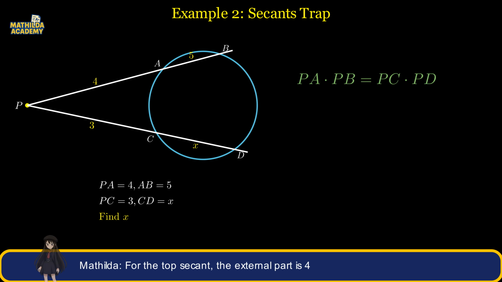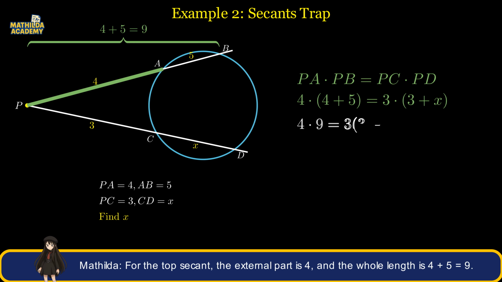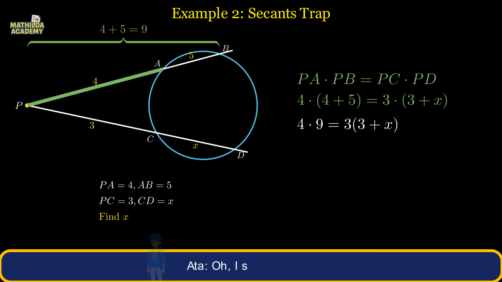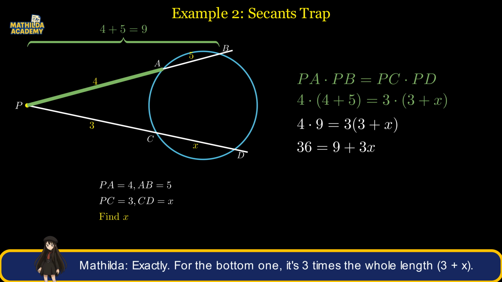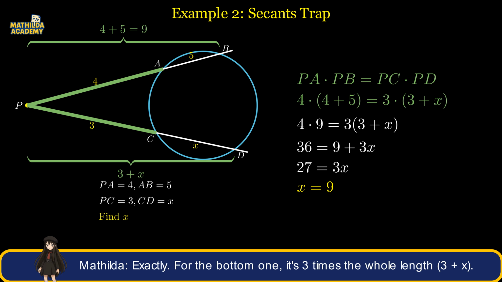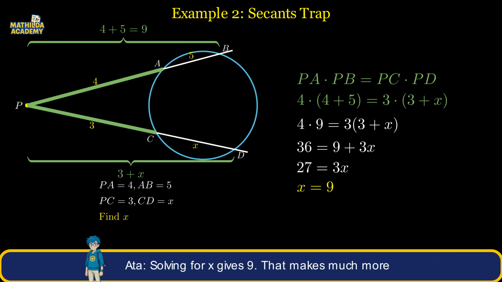For the top secant, the external part is 4, and the whole length is 4 plus 5 equals 9. Oh, I see. So 4 times 9 is 36. Exactly. For the bottom one, it's 3 times the whole length, 3 plus x. Solving for x gives 9. That makes much more sense.